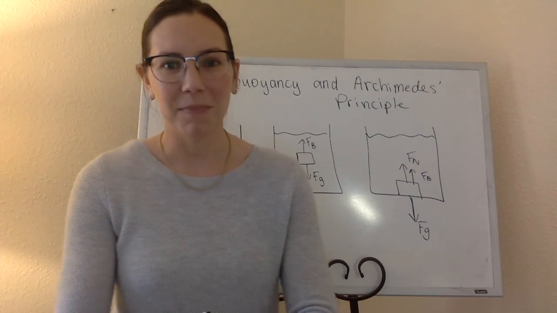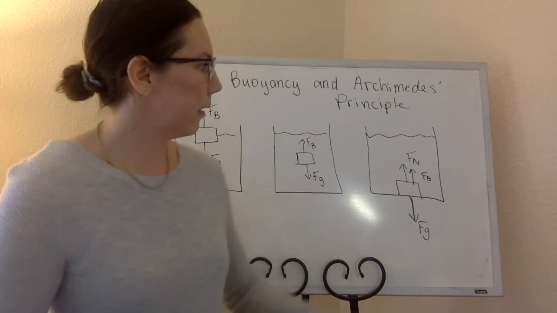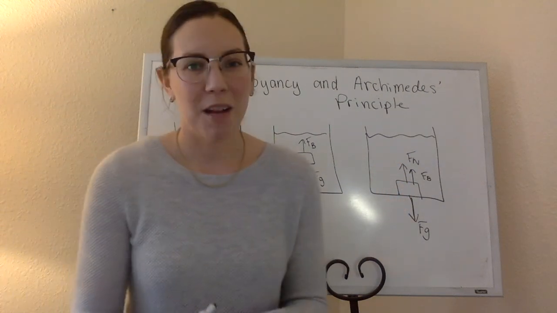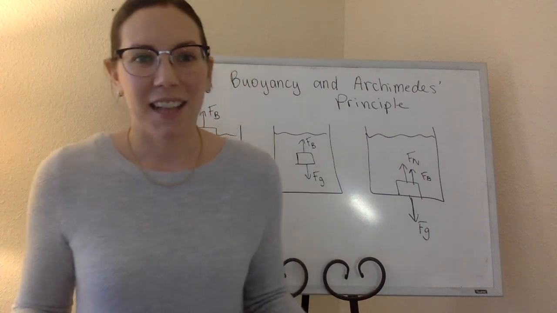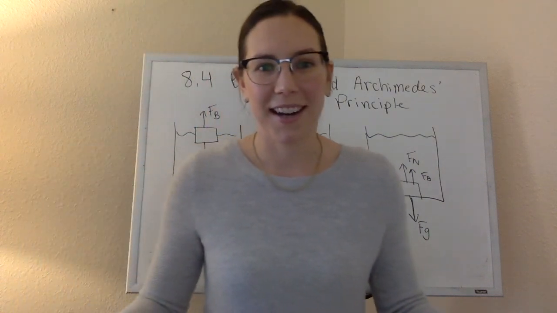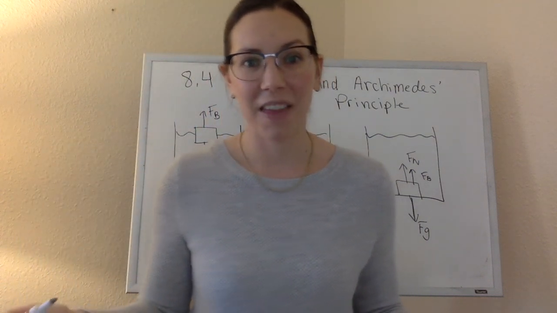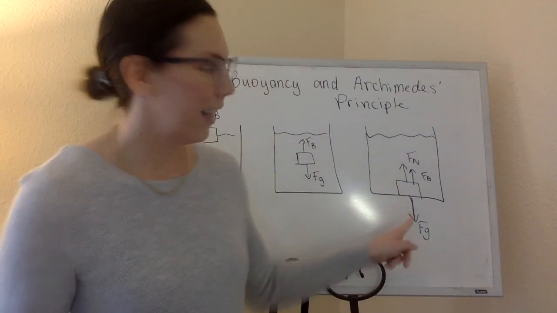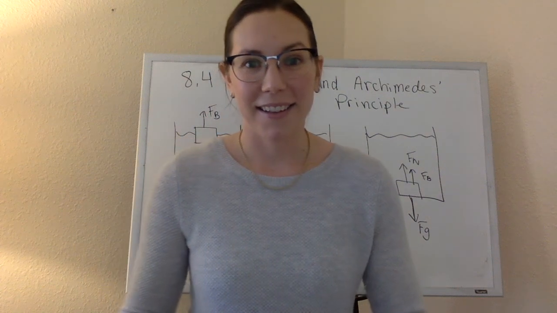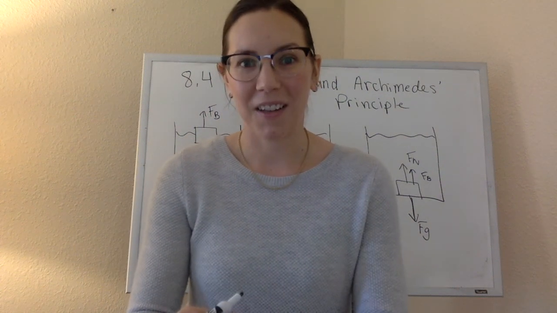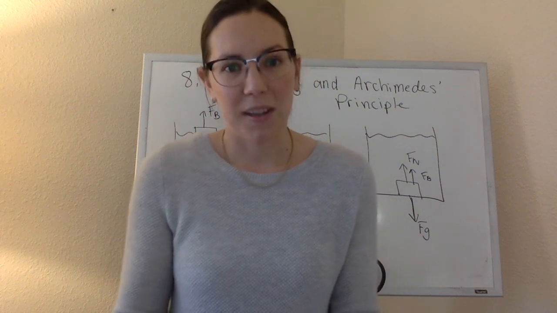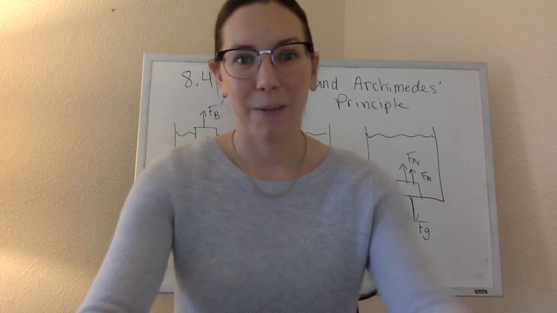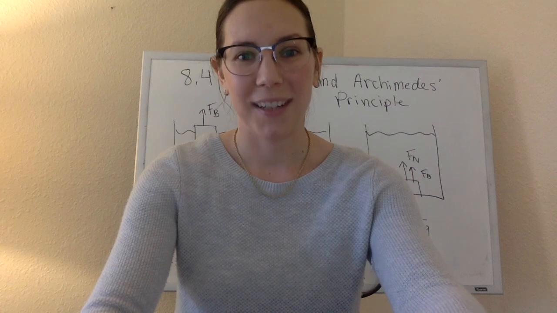Okay, the third example is if we were to allow that object to come down to the bottom of the container and somehow we could measure the normal force there. What we would find is that the normal force is less than the object's weight. So this again means that there's another upward force acting on the object, and that force is called the buoyant force. So let's come up with some math for this upward force in the fluid.